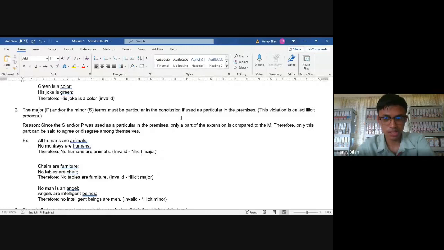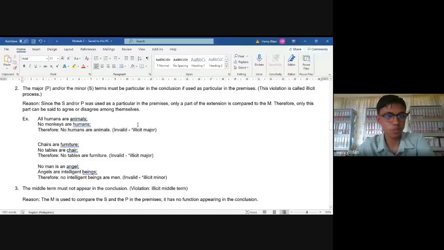So let's have an example. All humans are animals, no monkeys are humans. Therefore, no humans are animals. This is obviously scientifically invalid. Kasi we are considered to be animals. But what makes it invalid? So, nandito na illicit major. Saan ba yung major natin? Animals. Ano ba siya dito? Particular siya. Again, what makes it particular? Because it is only describing a part of the animalia kingdom. It does not include all the animals. Kaya particular siya. Animals is particular, and that is our major term. Balikan natin yung sinasabi sa taas, na kung particular sa baba, dapat particular din siya sa taas, sa premise natin. Saan yung animals dito?